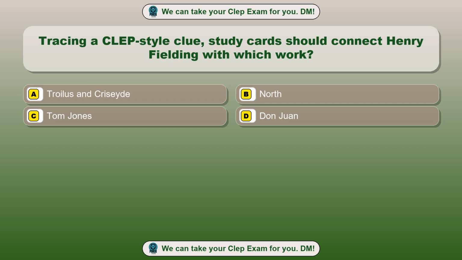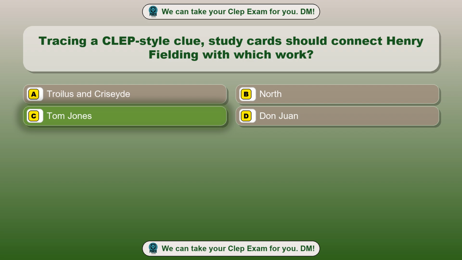Question 35. Tracing a CLEP style clue, study cards should connect Henry Fielding with which work? Option A, Troilus and Criseyde. Option B, North. Option C, Tom Jones. Option D, Don Juan. The correct answer is option C.